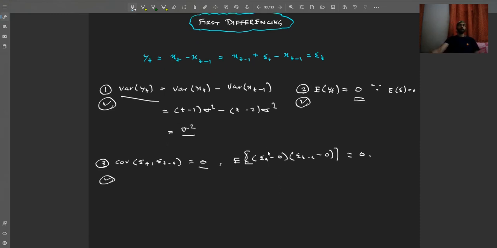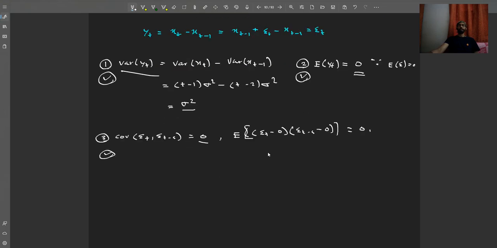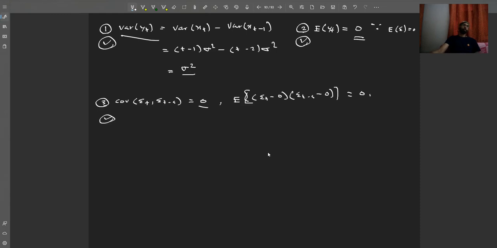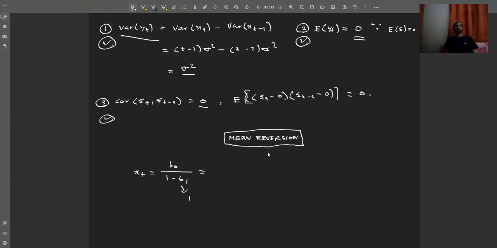One more thing, if you want to confirm the covariance stationarity, is the mean reversion point. So the mean reversion point for the non-first-differenced model looks something like this: xt is equal to b0 by 1 minus b1, right? Here b1 is equal to 1 and b0 is equal to 0. So this entire value becomes 0 by 0, which is undefined. So the mean reversion point before first differencing is undefined.